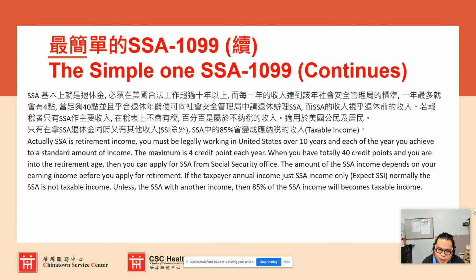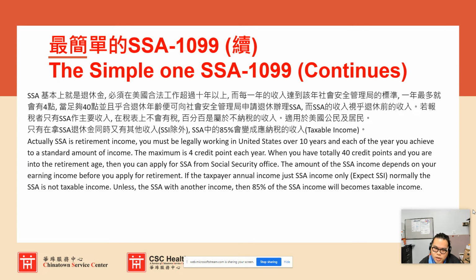And for persons who are working and also get SSA, working with a W2 form or 1099 form, and over a certain amount, 85% of their SSA becomes taxable income. What does that mean? If they get $1,000 for the whole year from SSA, 85%, meaning $850, becomes taxable income.